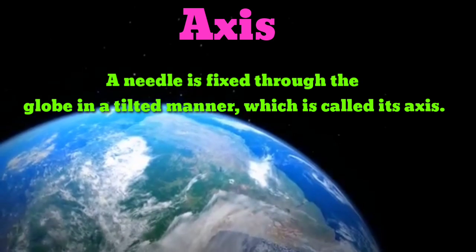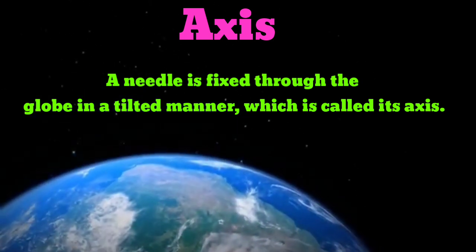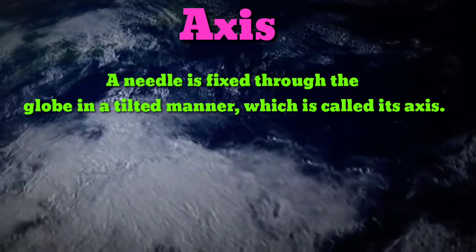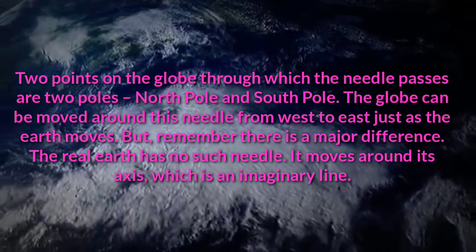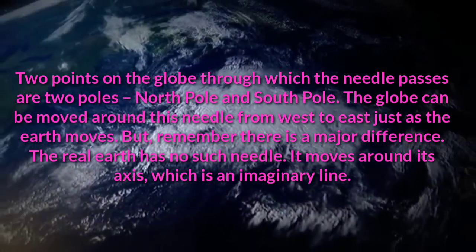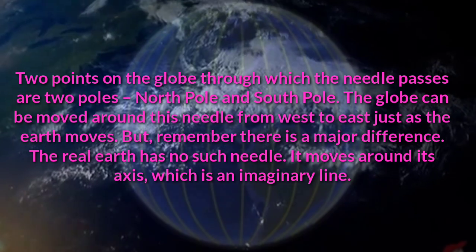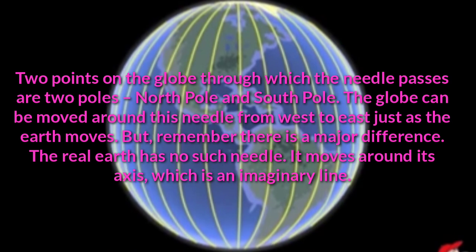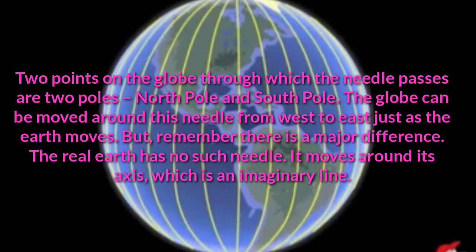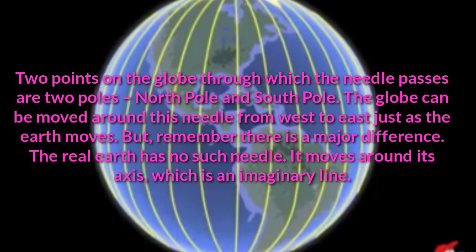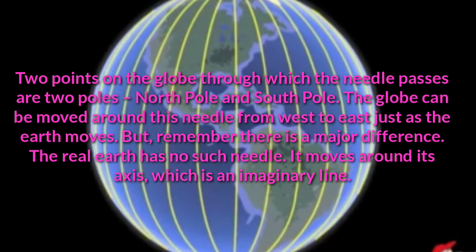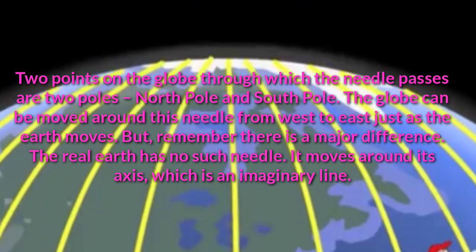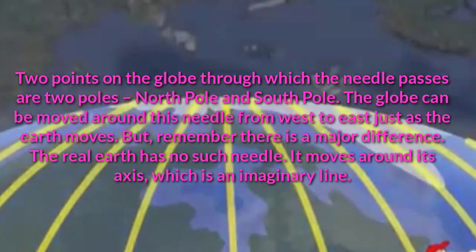Then what is an axis? A needle is fixed through the globe in a tilted manner, which is called its axis. The 2 points on the globe through which the needle passes are the 2 poles, North Pole and South Pole. The globe can be moved around this needle from west to east just as the earth moves. But remember, there is a major difference. The real earth has no such needle. It moves around its axis, which is an imaginary line.